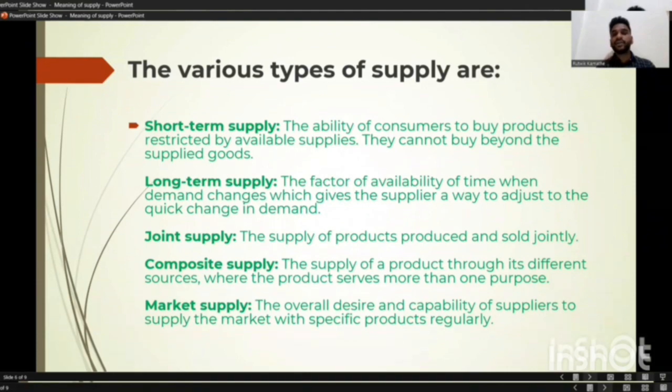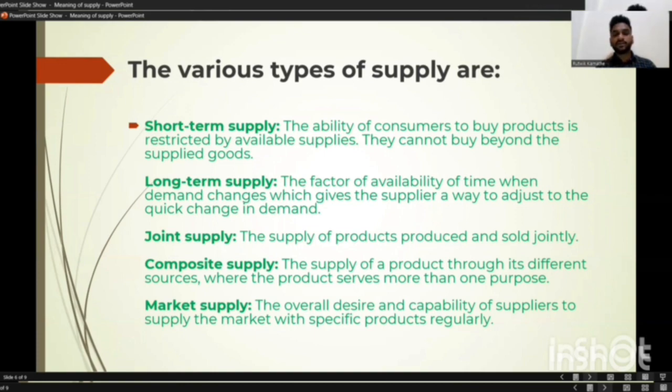The next one is the various types of the supply. First one is the short term supply: the ability of consumers to buy the products is restricted by available supplies. They cannot buy beyond the supply of goods. Means customers have the ability to purchase, but due to the limited supply, there is less production of that product. So that's why the consumer cannot buy the product beyond the supply of goods and services.